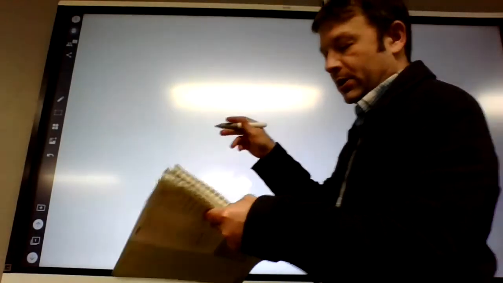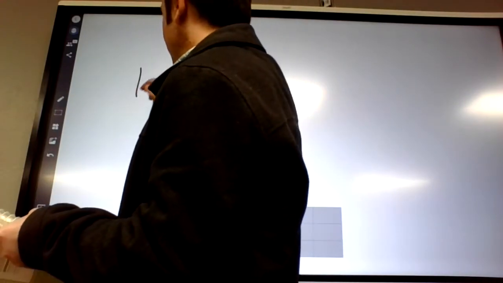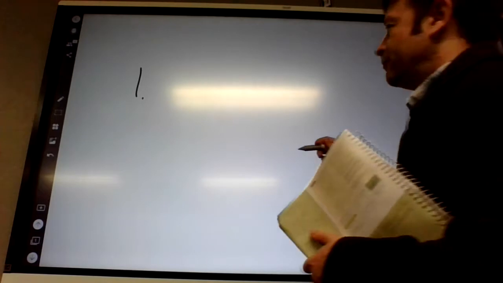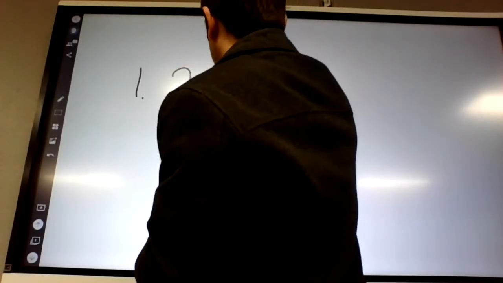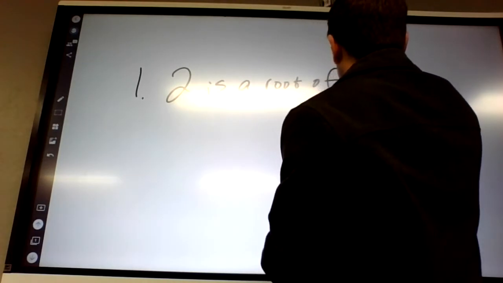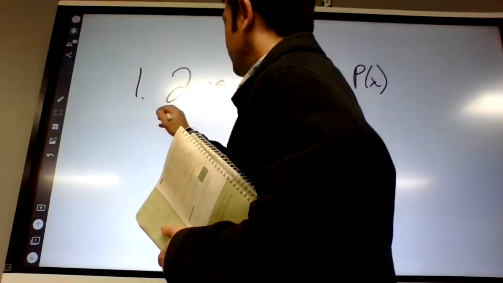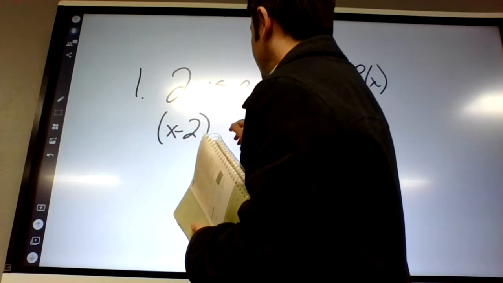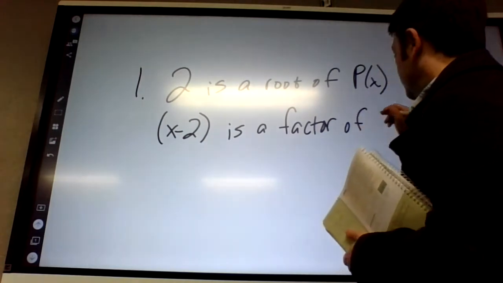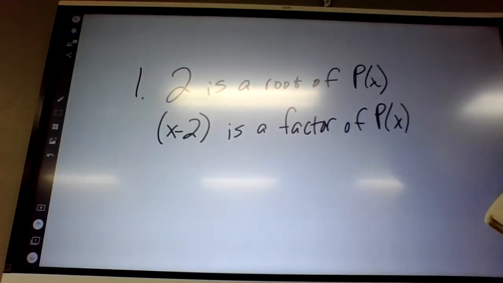So on number 1, it says that 2 is a 0 of P of X. What's another way of saying that? 2 is a root of P of X. And what else would we know? X minus 2 is a factor of P of X. That is what they wanted.